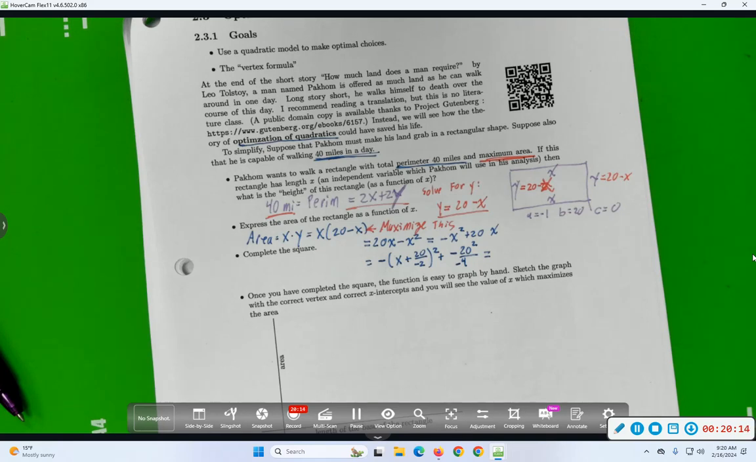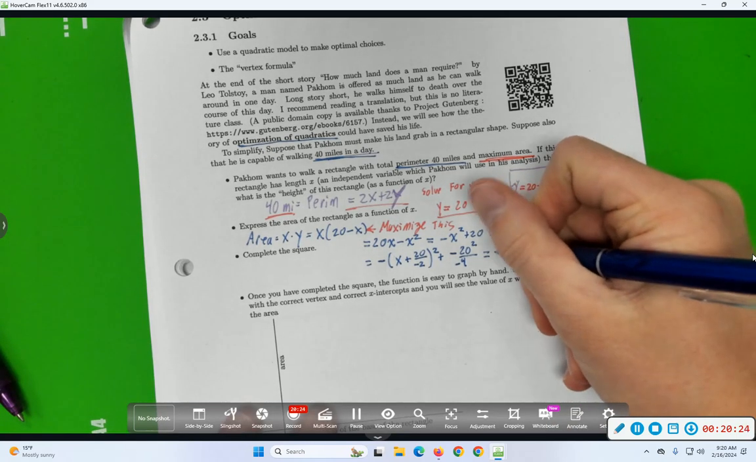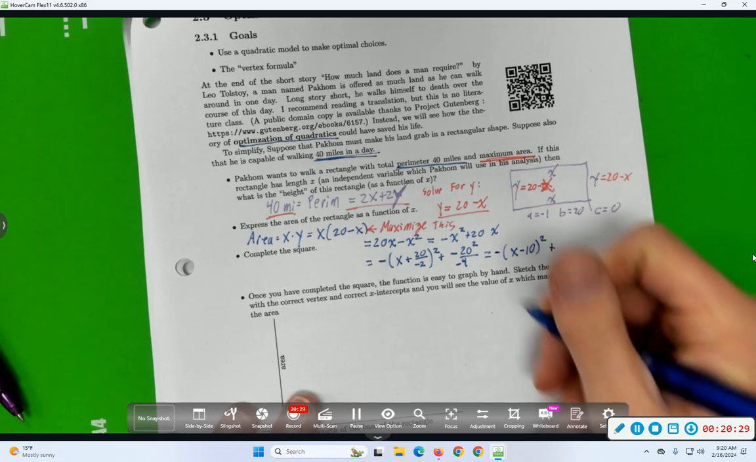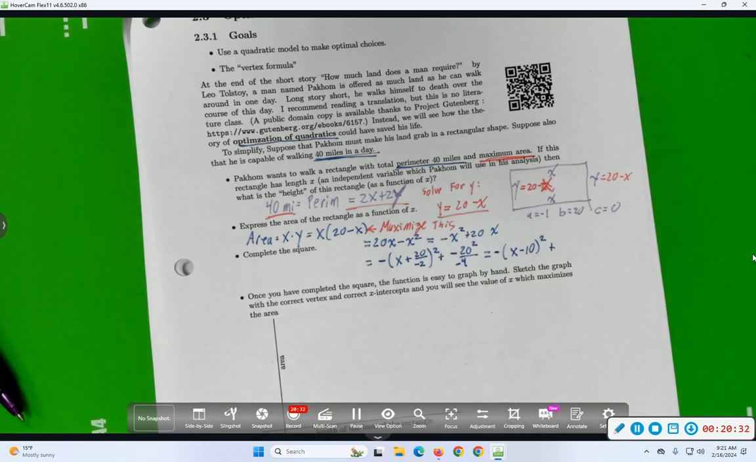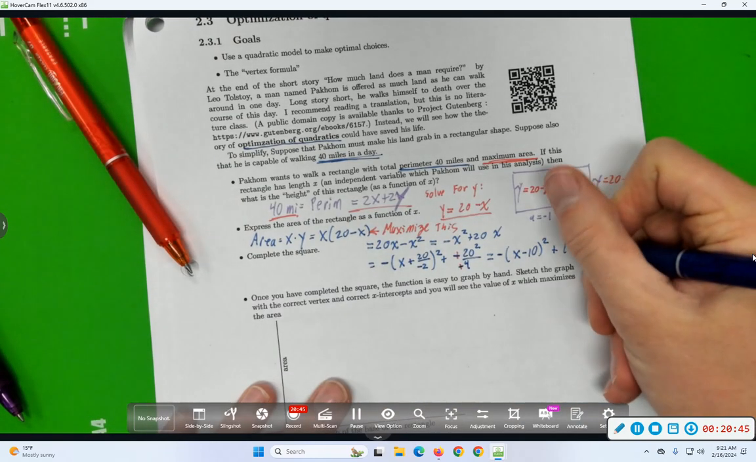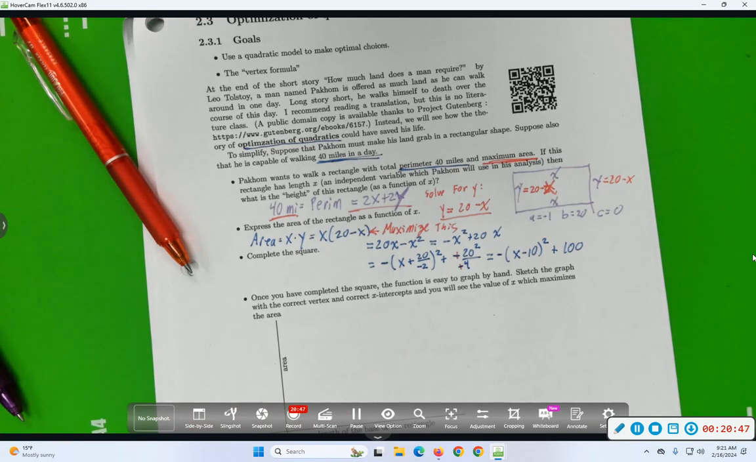I guess we should simplify that. 20 over -2 is -10. So, negative x minus 10 squared plus, let's see, 20 squared is 400, but then I need to divide by 4, so that's 100. And there's a double negative there, so those two negative signs will cancel. Oh, neat. Is that now something that's easy to graph?